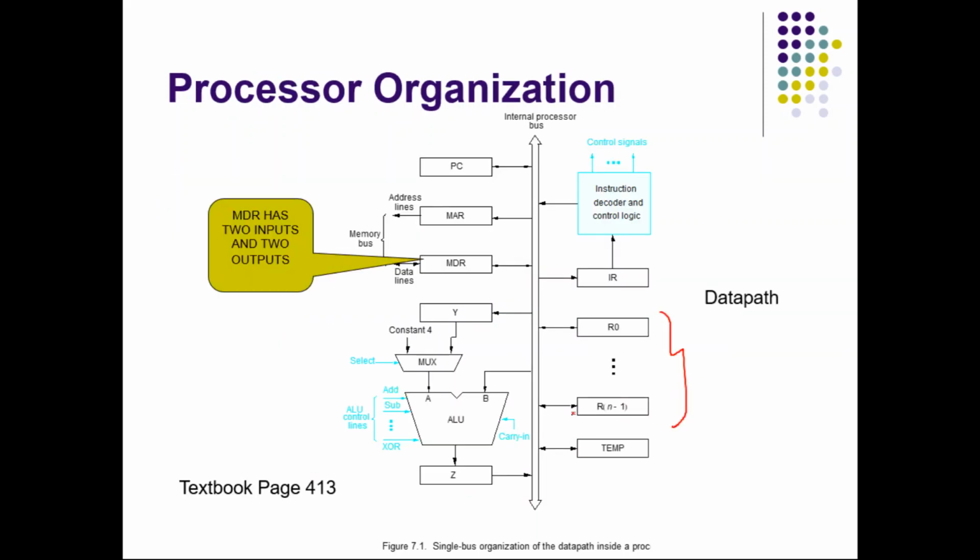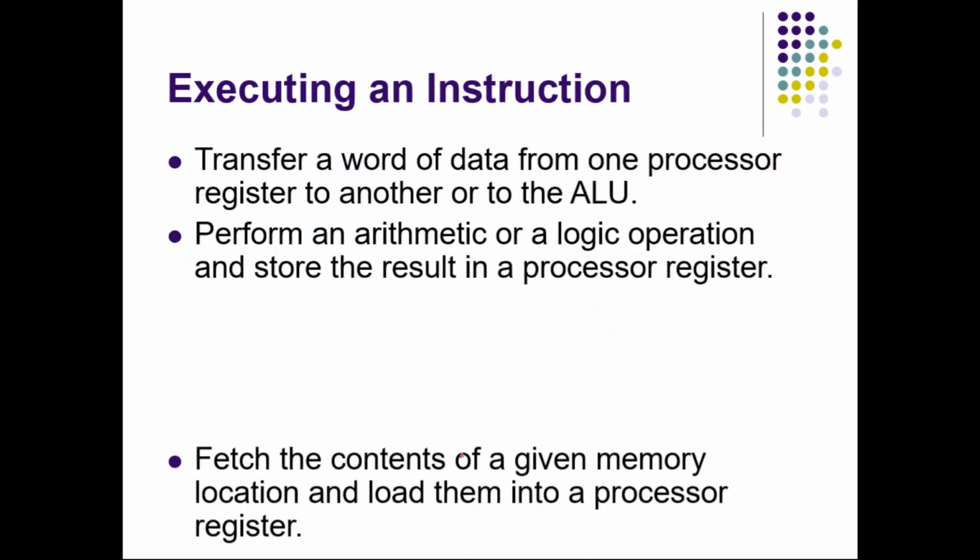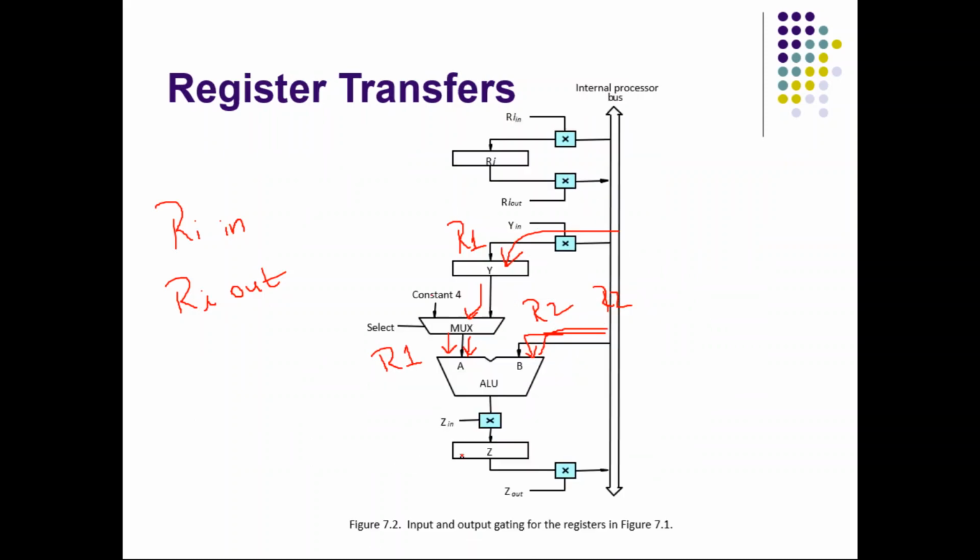You have activated Z in. You have selected Y. First you did R2 out, then select Y, then add. Once added, there is no memory in the ALU. It cannot hold the result. So Z in is activated. Let us see this diagram. So the result will now be available in Z. Okay. Now finally, you have to move the result to R3.